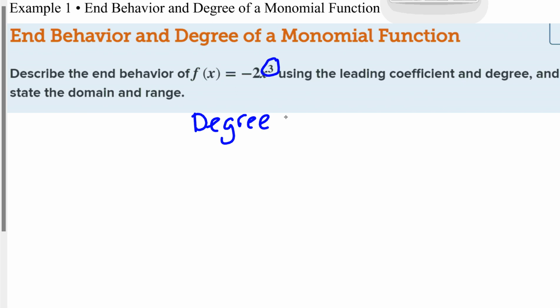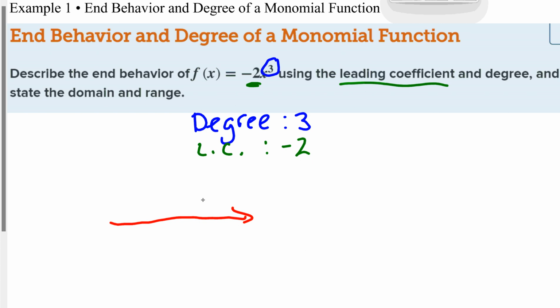So that'd be 3. And then looking at the lead coefficient, which is the number in front of the variable with the largest exponent. So that'd be -2.